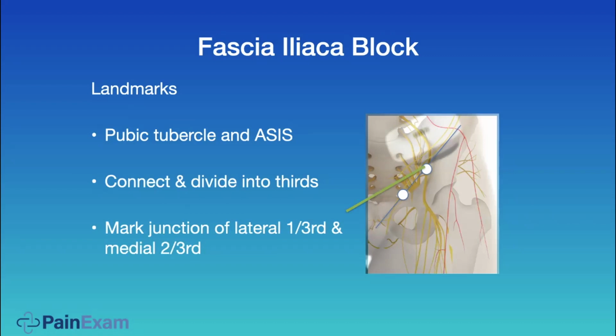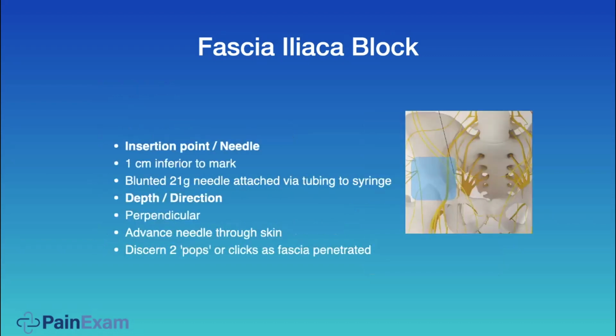If you're doing it blind, you use a blunt needle. You're going down until you have 2 pops. After the second pop, that's the fascia iliaca. Negative aspiration, inject your local. Once again, this is just describing the blind technique again.